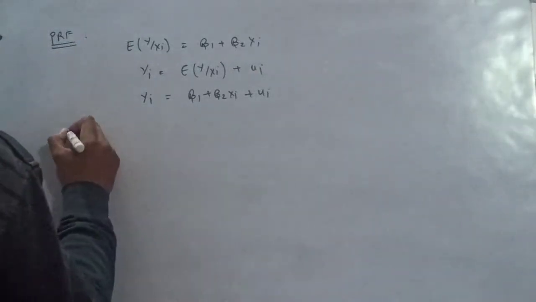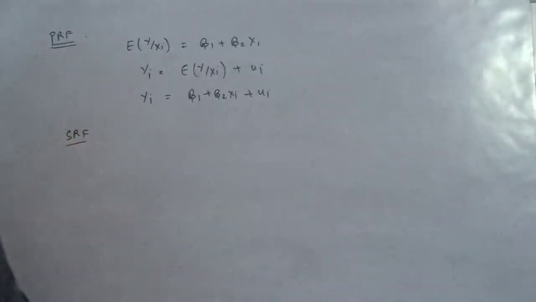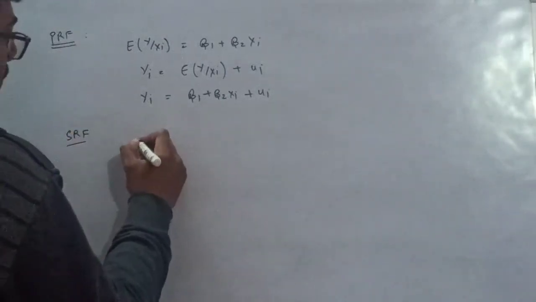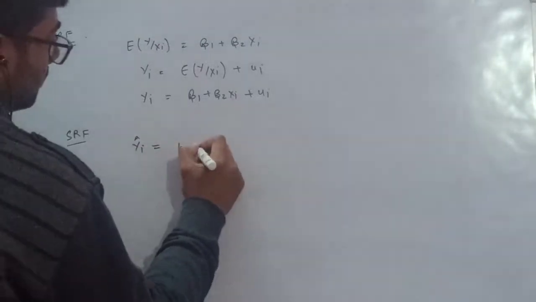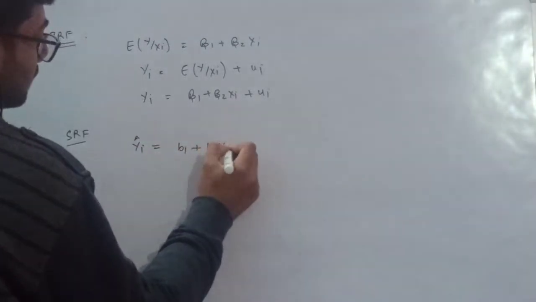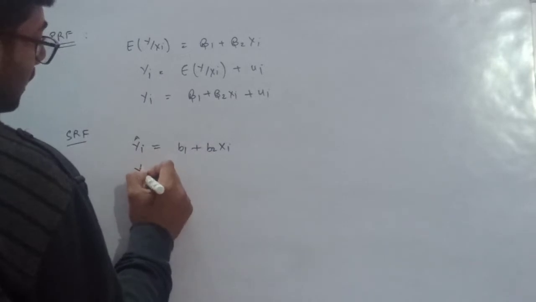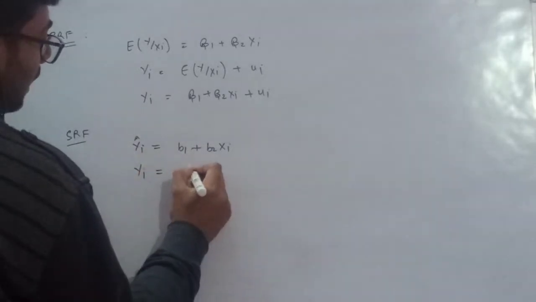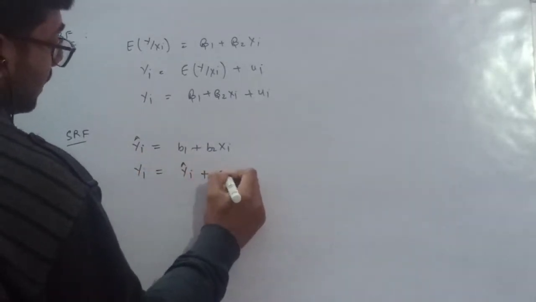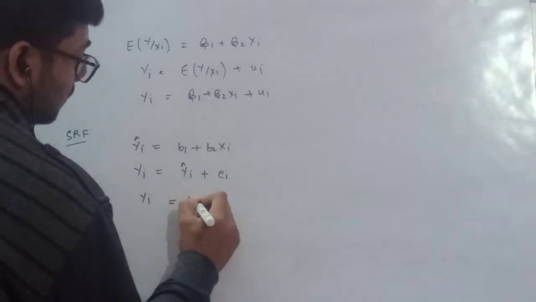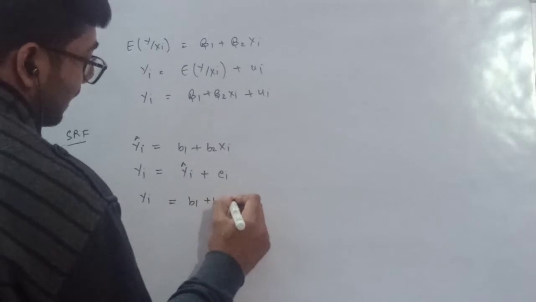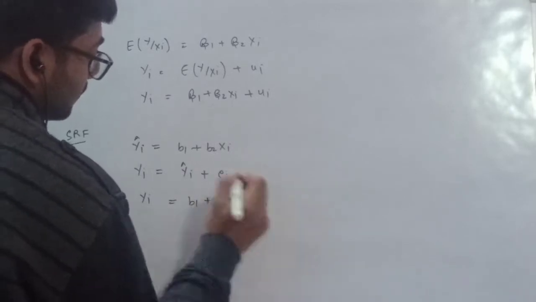Now in SRF, what we derived: Yi hat is equal to b1 plus b2 X, and Yi is equal to Yi hat plus ei. Therefore Yi can be written as b1 plus b2 Xi plus ei.